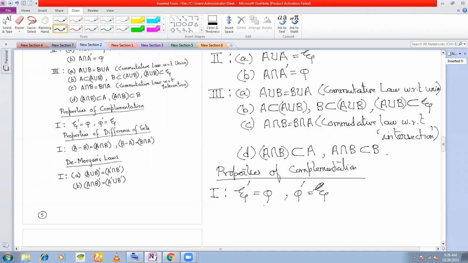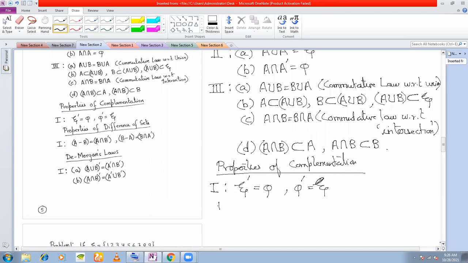Obviously, if you take the complement of the universal set, you will get nothing, because all the elements are there in the universal set. And if you take the complement of the null set, it has nothing. So if nothing is removed from the universal set, it will give you the universal set back, right? So that is what this is.